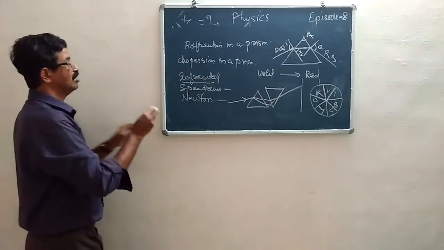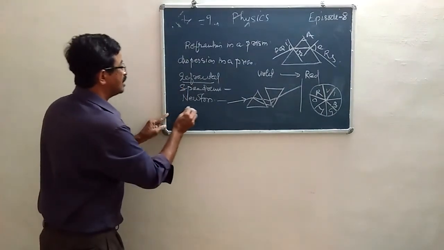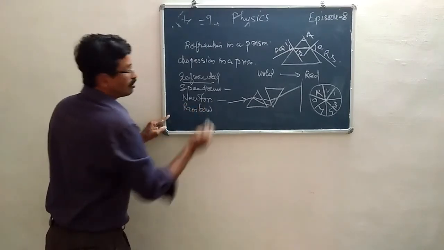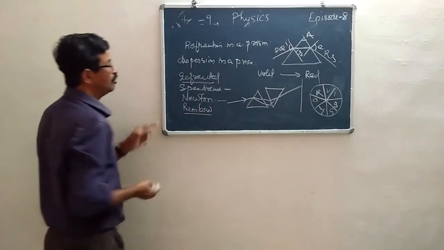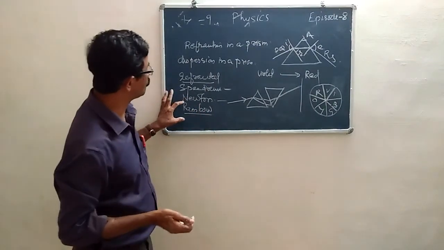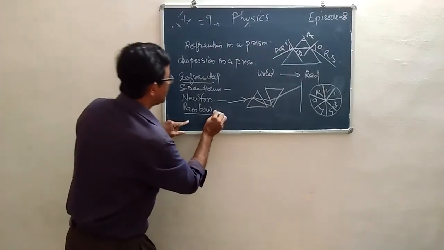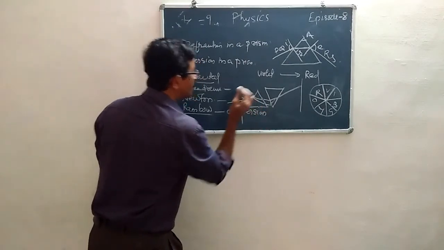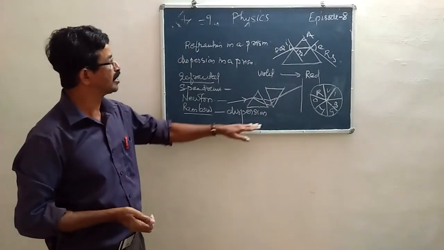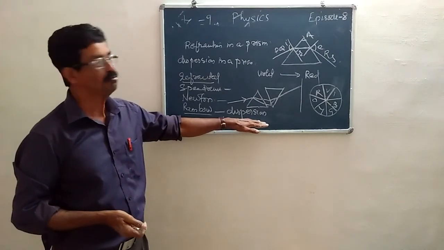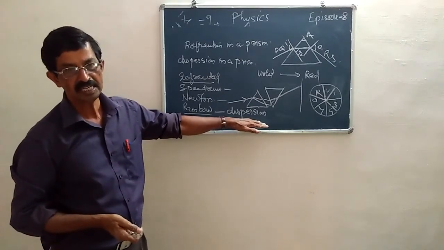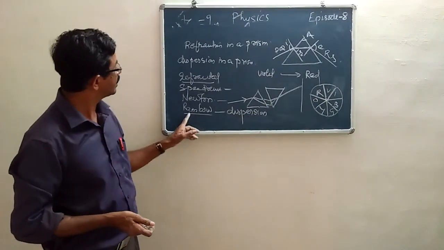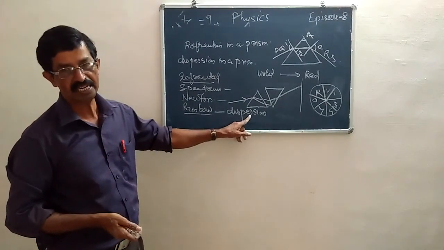Now we want to know one more point, that is about the rainbow. What is the reason for the formation of a rainbow? A rainbow is formed due to which process? The phenomenon called dispersion. What actually is dispersion? Dispersion is the splitting up of white light into its composite colors. This is the reason for forming a rainbow.